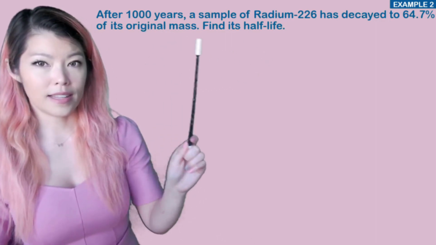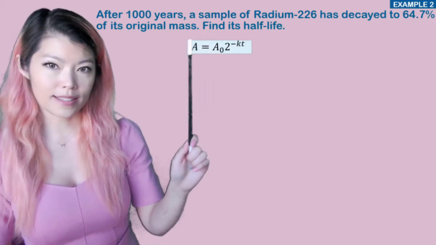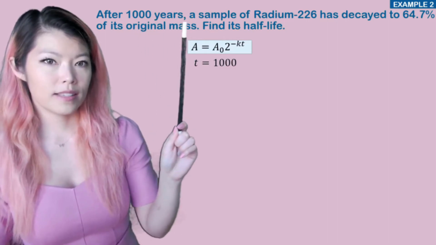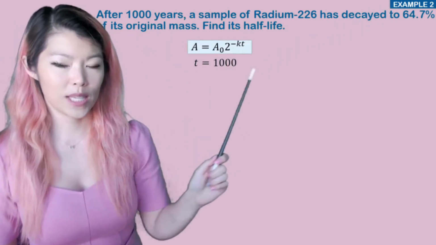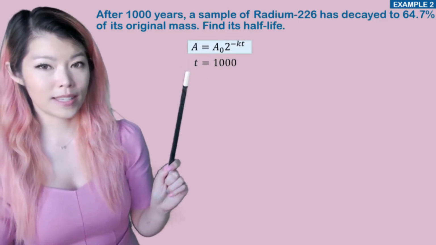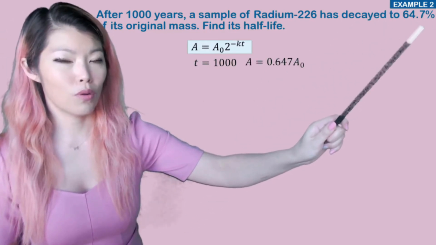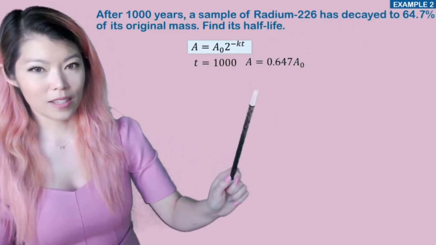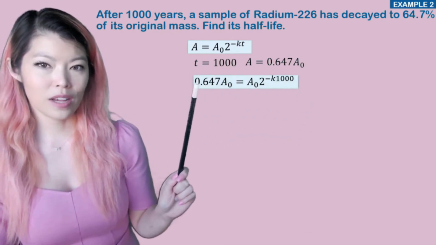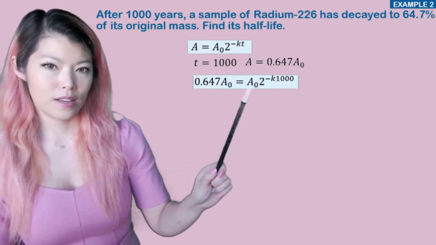So what do we have here? We have a decay question. So the decay formula is that. Now we have T is 1,000 years. When T is 1,000 years, we have 64.7% left of the original. The original is A0. So at T equals 1,000, A equals A0 times 64.7%, which is 0.647.